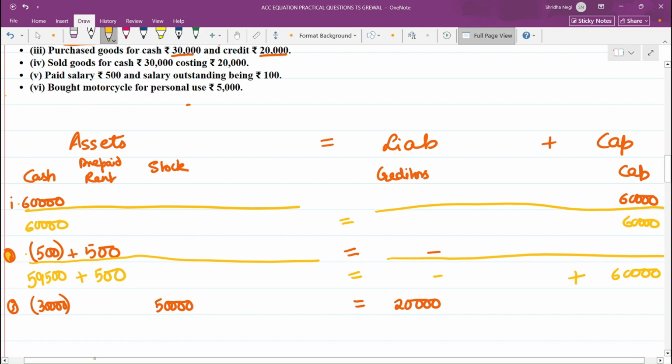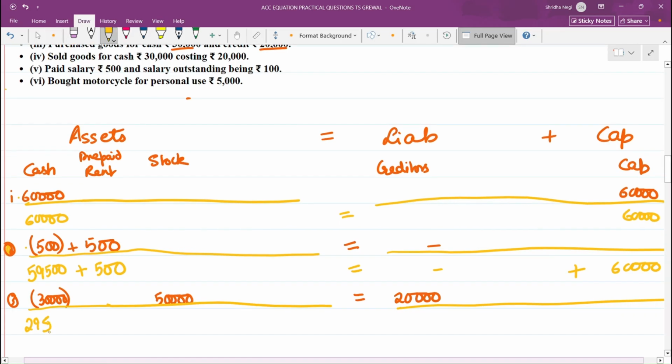Okay. So now get the balances down. Let's get the balances down. So here 59,500 minus 30,000. How much? 29,500. 29,500 plus your prepaid rent, that is 500, plus your stock, which is 50,000, is equal to your creditors 20,000 plus your capital 60,000. Okay.